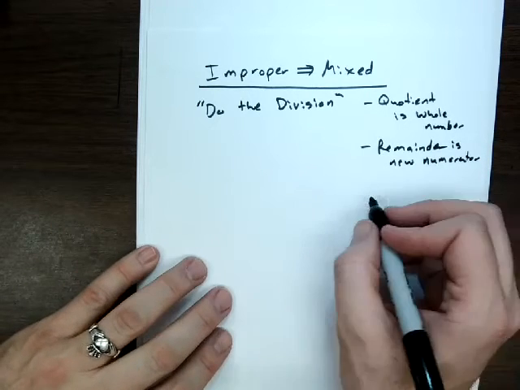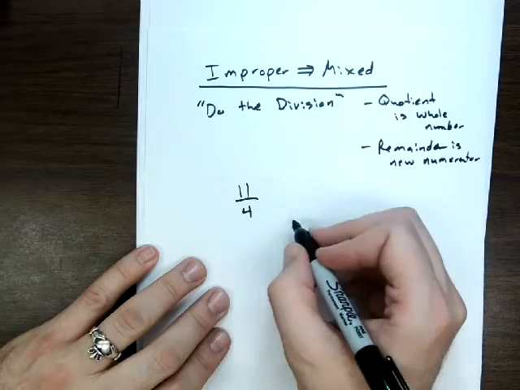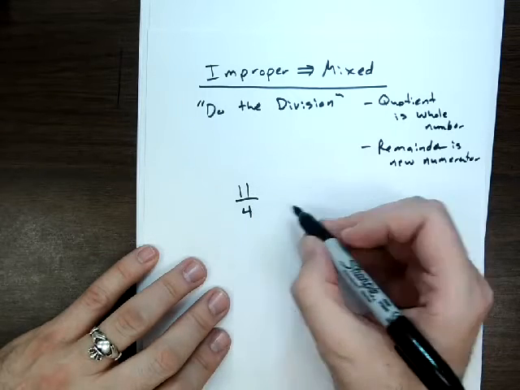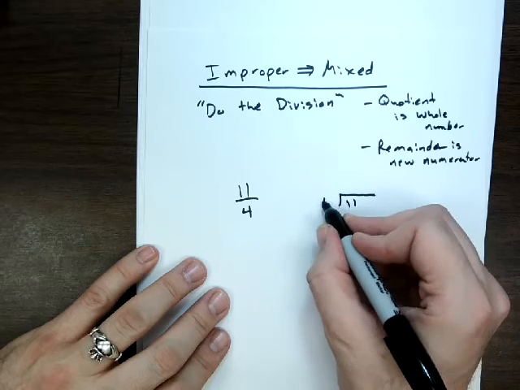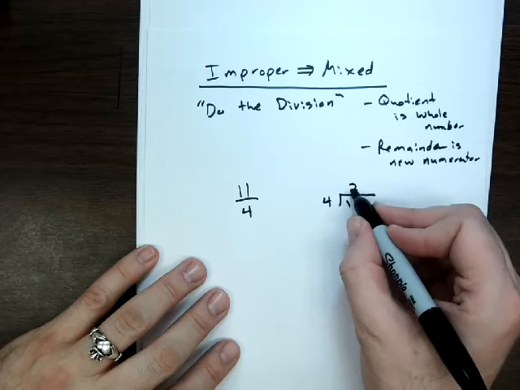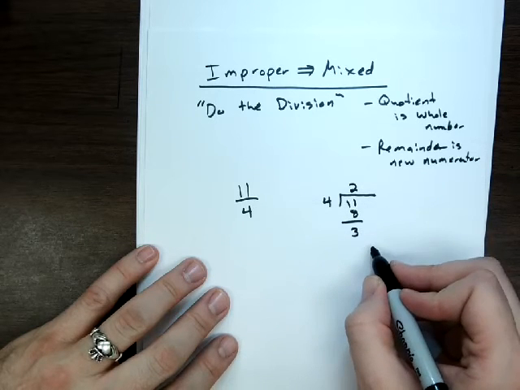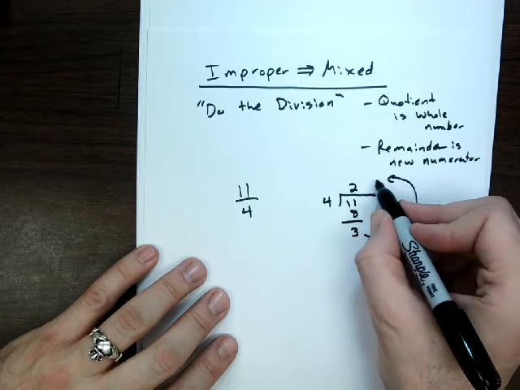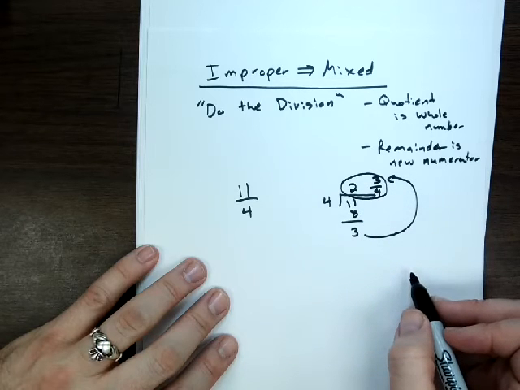Okay, let's try it out. Say we've got 11/4. This is going to be 11 divided by 4. 4 goes into 11. It looks like it'll go in there 2 times. 2 times 4 is 8. I've got 3 left over. So this 3 is going to come up here and become our new numerator. It's going to be 2 3/4.